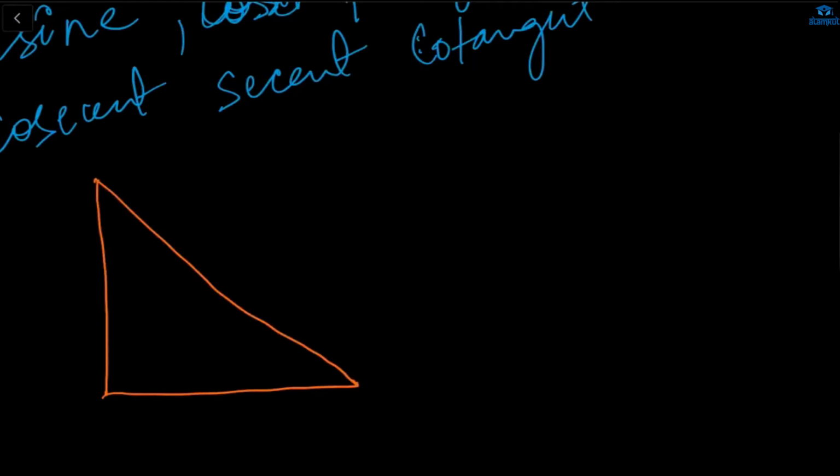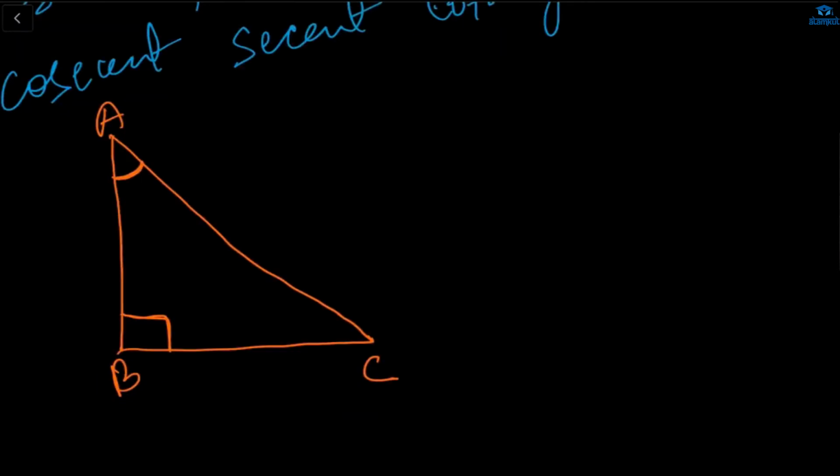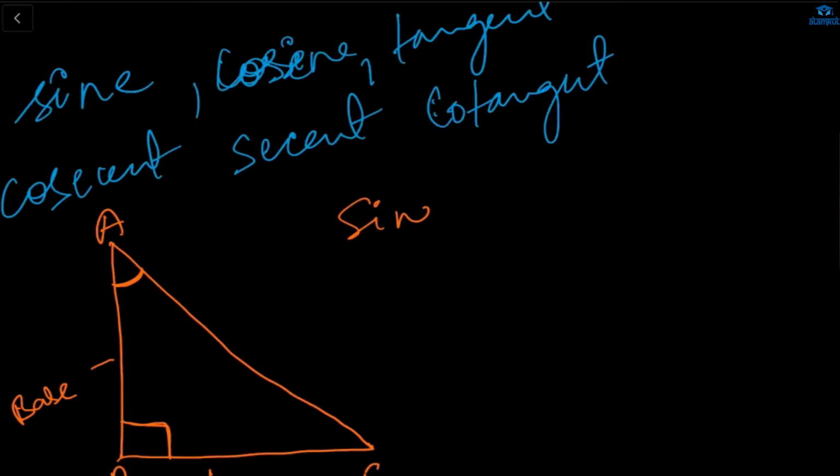Now in this triangle ABC, angle B is 90 degrees and we are going to take the reference of angle A. So if we are taking angle A, the side opposite to angle A will be the perpendicular. So this one will be the perpendicular and this one will be the base of this angle. Now, sine of angle A, or you can say sine A.